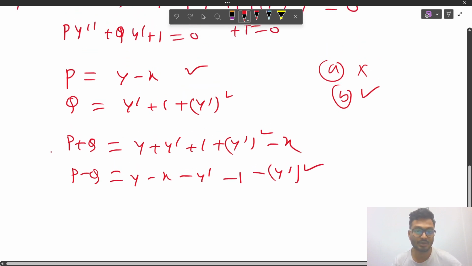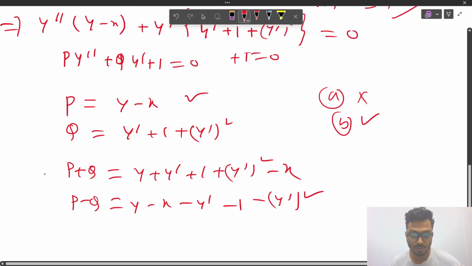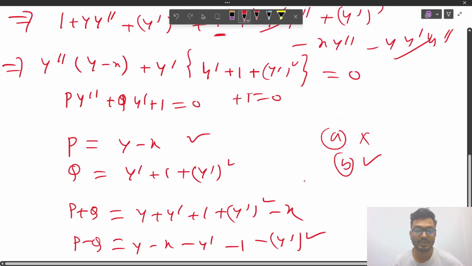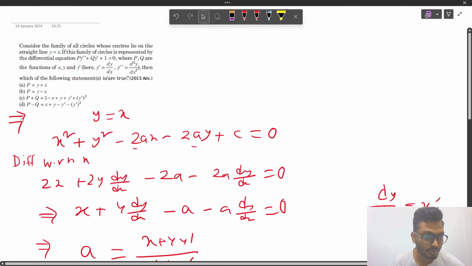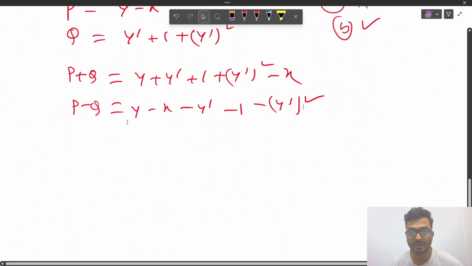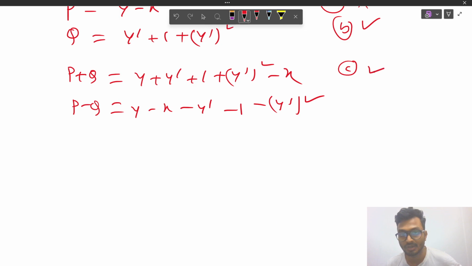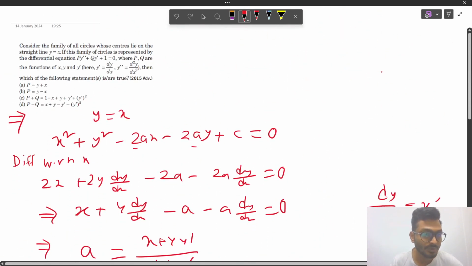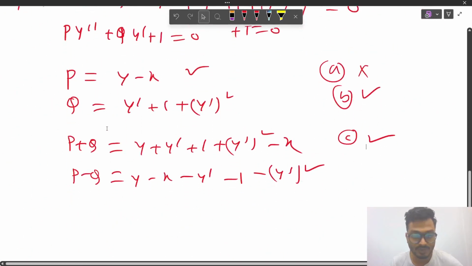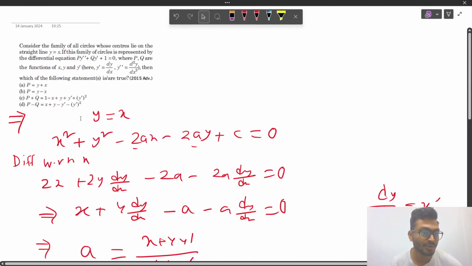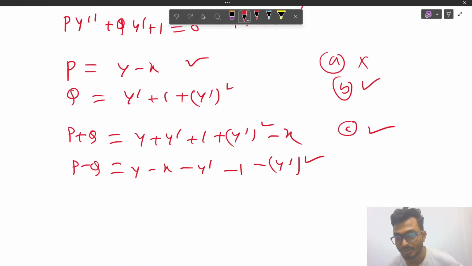Now let us check which option is correct. For p plus q, all the x terms are with a minus sign, so option C is correct. And for p minus q, there is a minus 1, but in that option minus 1 is not there, so option D is not correct. So our B and C options are correct, right?